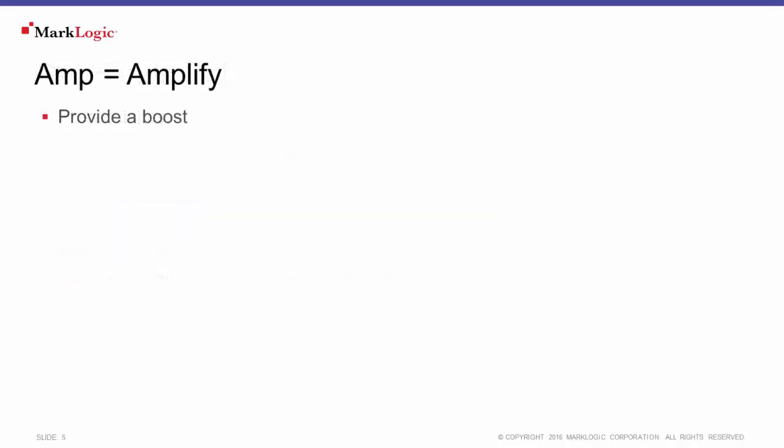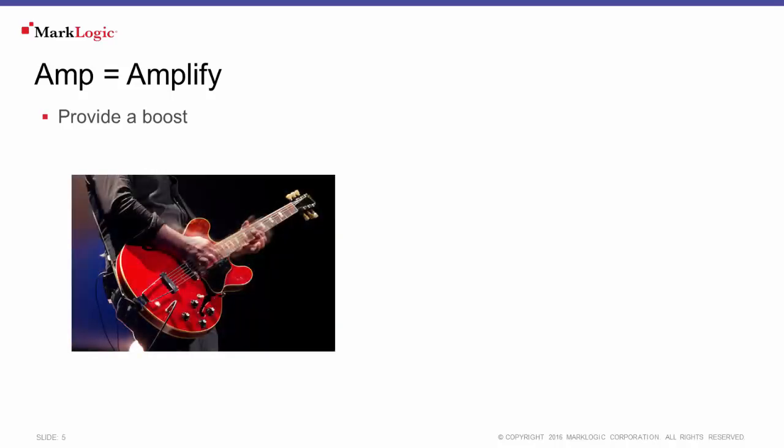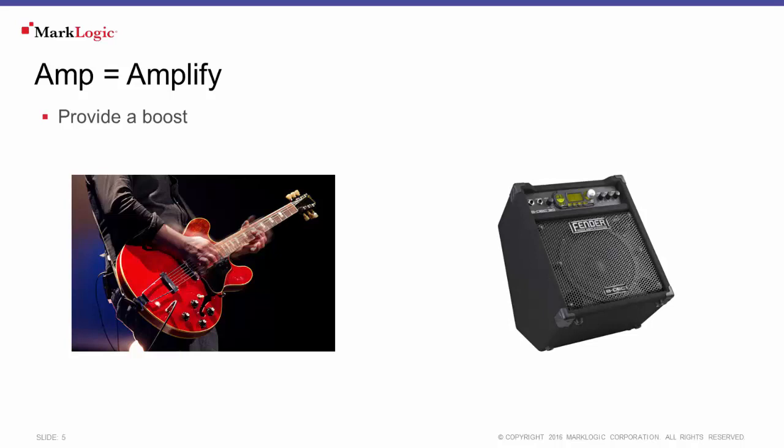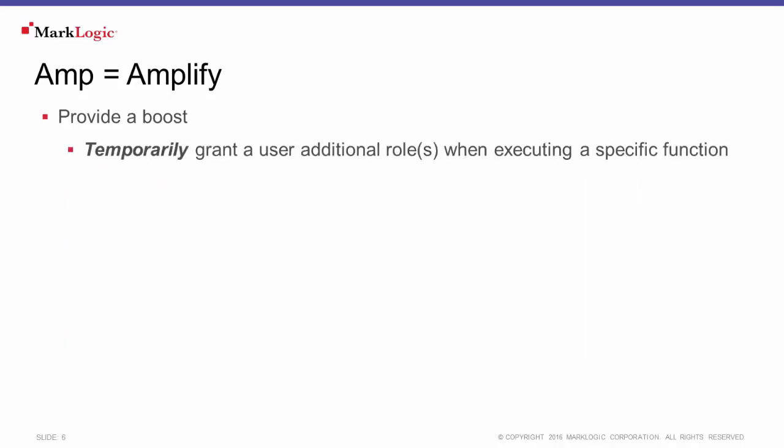So let's start by thinking about what the word AMP really means. The word AMP is short for amplify. Think of it like this. When a musician needs to play in a large venue, they're going to plug their instrument into an amplifier. And that amplifier then boosts the electrical signal coming from the instrument, resulting in an increase in the volume of the music. An AMP in terms of MarkLogic security is similar.